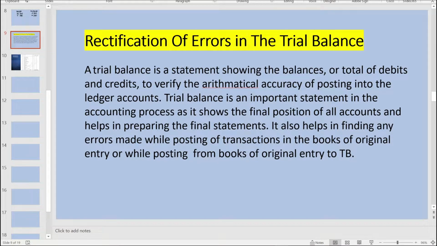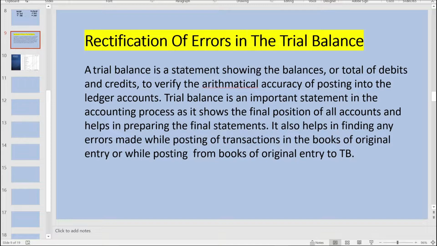So you can see a trial balance is a statement. It shows balances of total debits and credits to verify the arithmetical accuracy of posting into ledger accounts. First, original books of entries are there, and then from there the balances are transferred to the trial balance, and from there it goes to final accounts. So trial balance plays a very important role, as we can know whether we have achieved arithmetical accuracy.